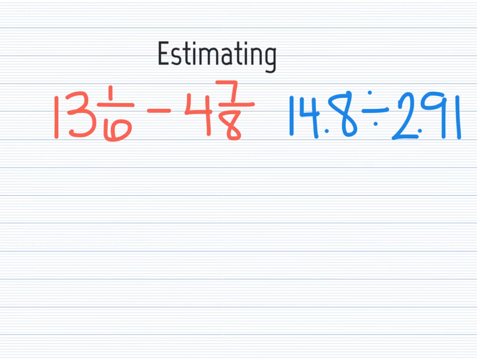And finally, estimating. Remember, when we estimate, we want to make it short, fast, and easy. So you want to come up with numbers that you can add or subtract or multiply or divide in your head. Okay, so let's look at 13 and 1/6. 1/6 is not much of a fraction at all. It's closer to nothing than it is to the whole thing. So I'm just going to make that number 13.